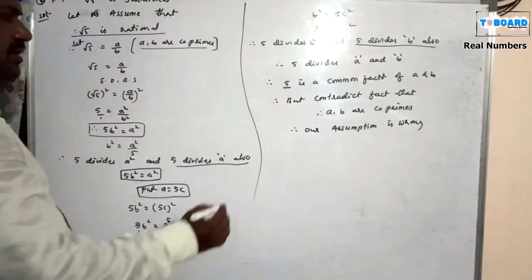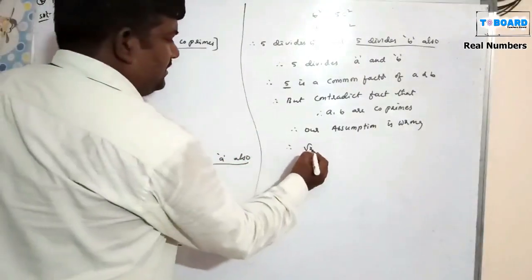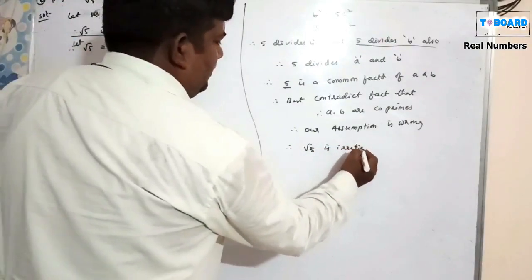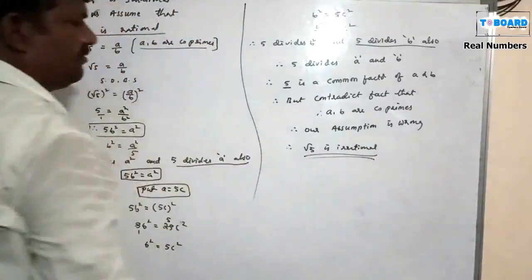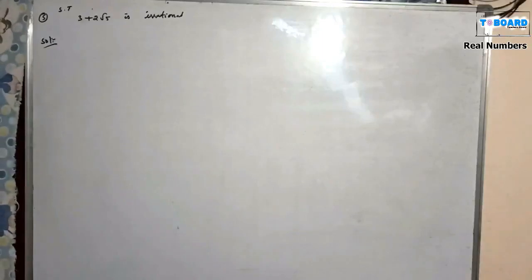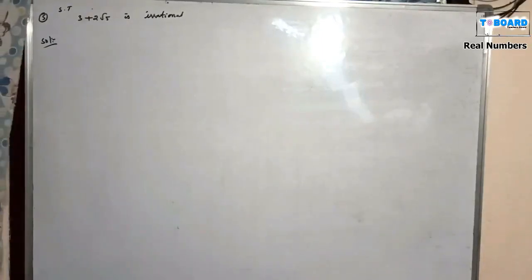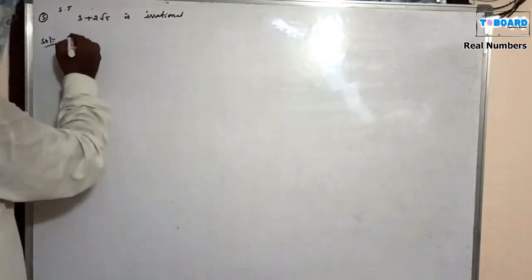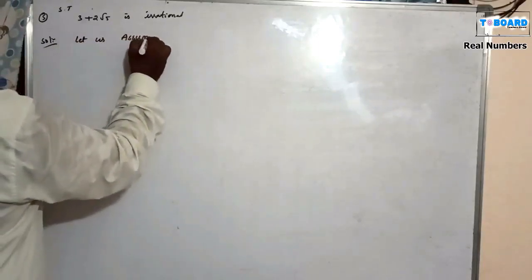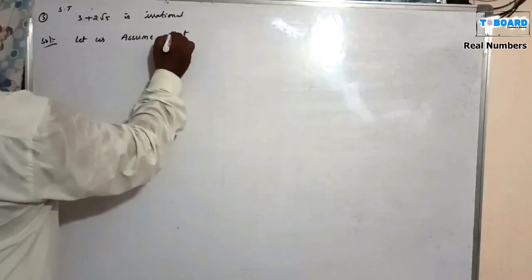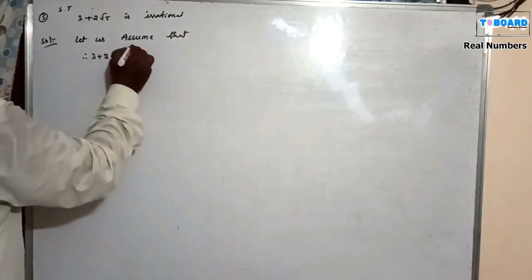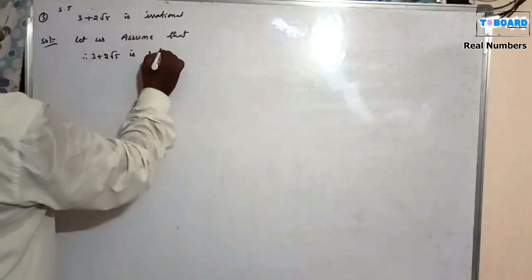Therefore root 5 is irrational. So 2 root 5 is irrational, and the same process follows. Let us assume that 3 plus 2 root 5 is not irrational, and that it is rational.